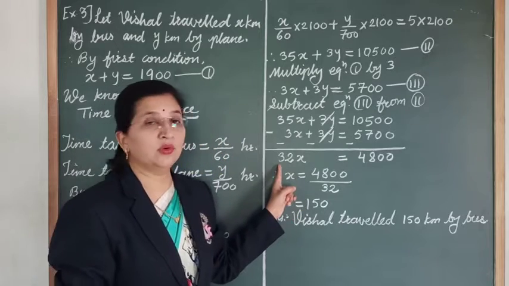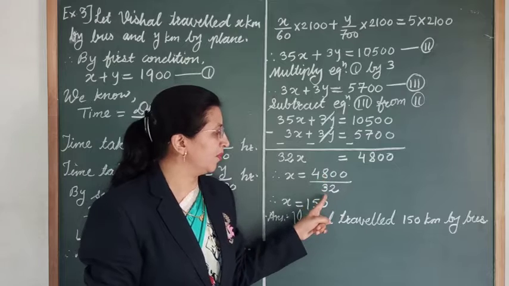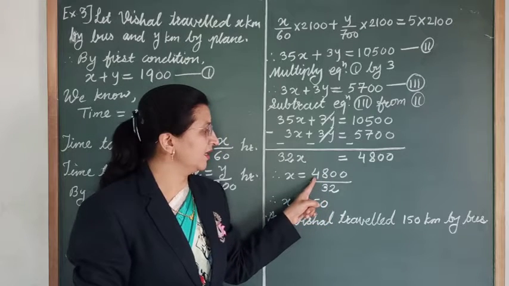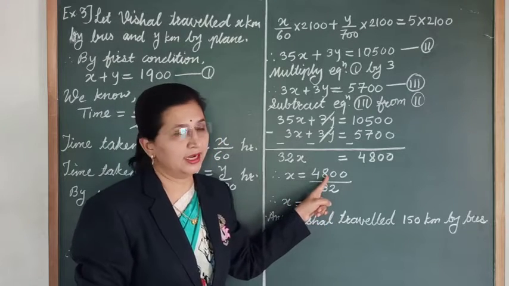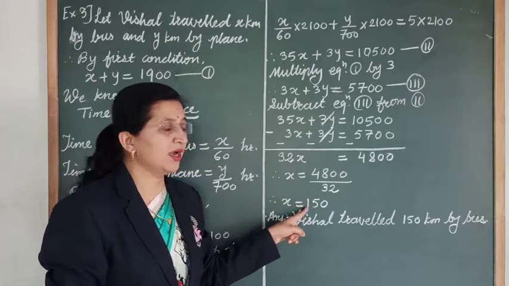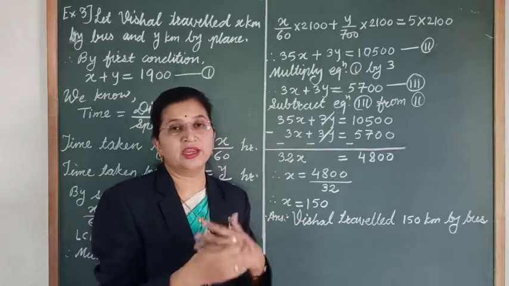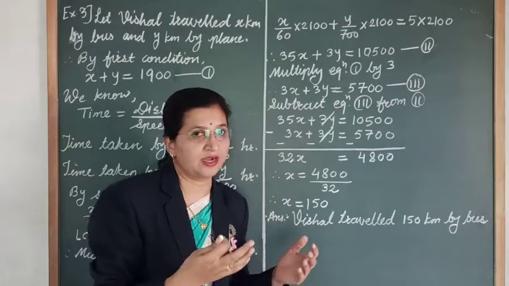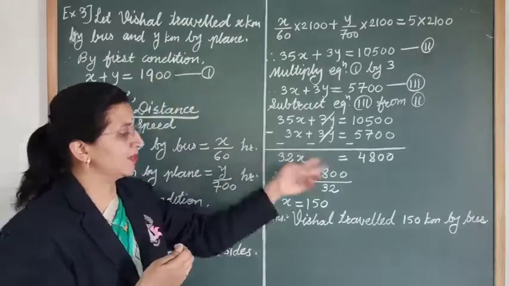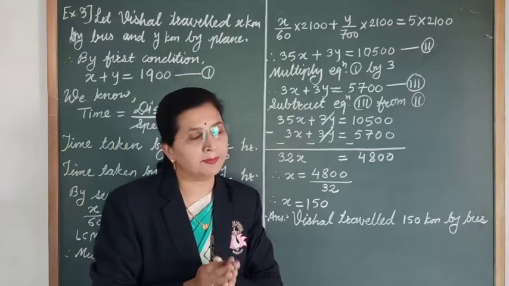Therefore x is equal to 4,800 upon 32, since 32 is multiplying, it will divide. And after dividing 4,800 by 32, we will get the answer, that is 150. So x is equal to 150. If we are asked for the plane also, it's quite easy: from 1900 subtract this 150, and the remaining distance will be by plane.